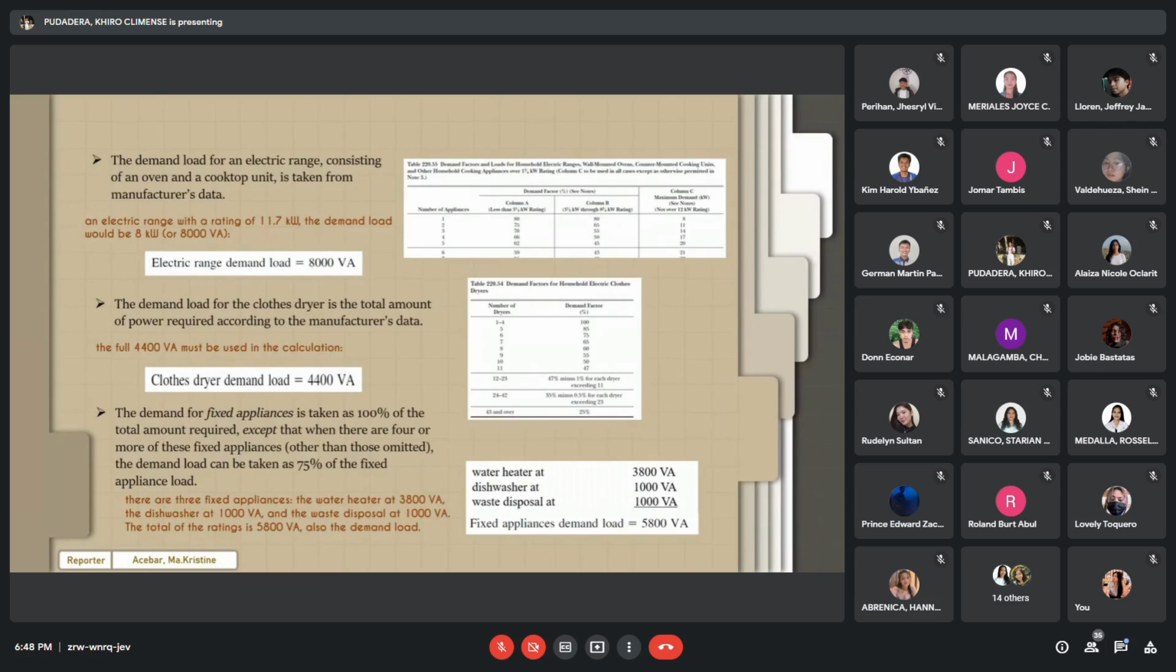The total of the ratings is 5,800 VA, also the demand load. So 3,800 VA plus 1,000 VA plus 1,000 VA is equal to 5,800 VA. So the fixed appliance demand load is 5,800 VA.